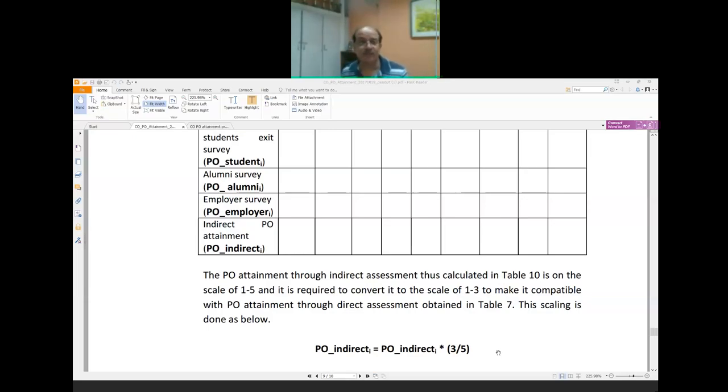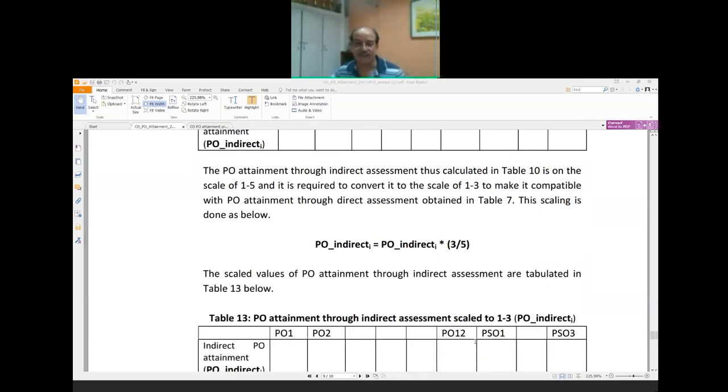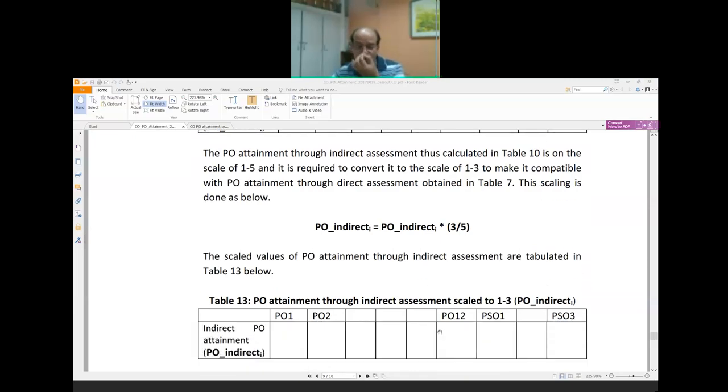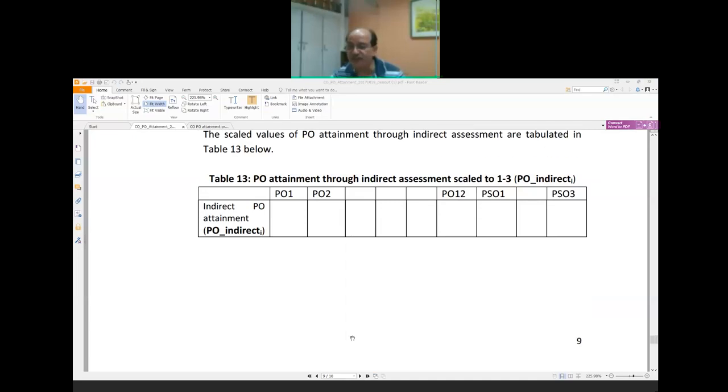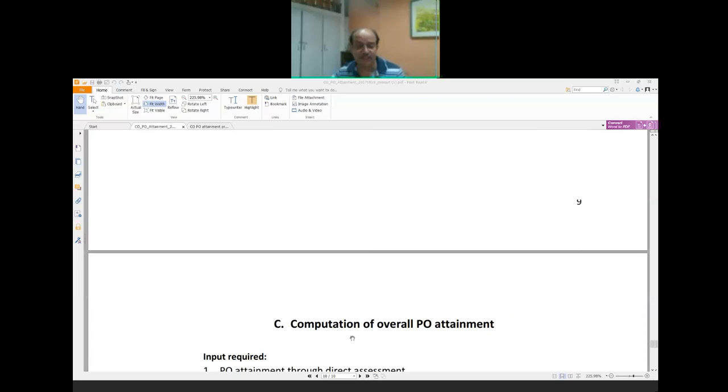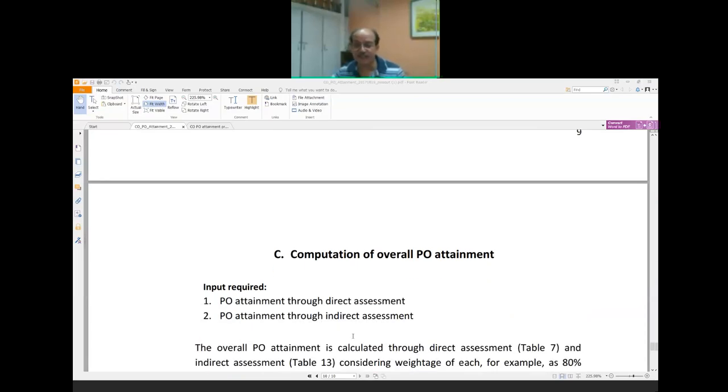There are two methods. Either I could have given only 3 choices to the employer, alumni, or student exit survey. Maybe that is too low a choice. That's what these psychologists say: you should give 5 choices. So after we give the 5 choices, we normalize it to the 3 choices with this particular PO indirect formula. So this is what we get as far as PO attainment on the scale of 1 to 3.